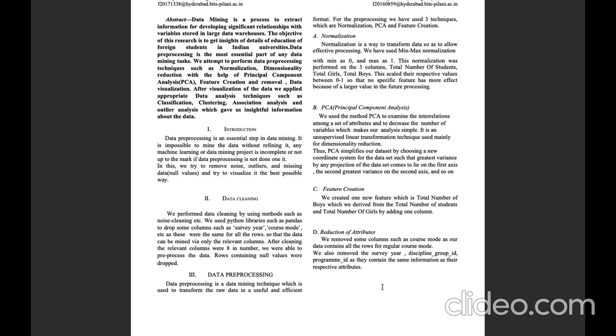In the data preprocessing part, we used 4 techniques which were normalization, PCA, feature creation, and attribute reduction. Normalization was done on 3 columns which included numerical values. Then PCA to examine the interrelations among a set of attributes by choosing a new coordinate system. Then feature creation to examine the number of boys, which we got by subtracting the girls from the total number of students. We removed some attributes that do not contain any useful information for the analysis.